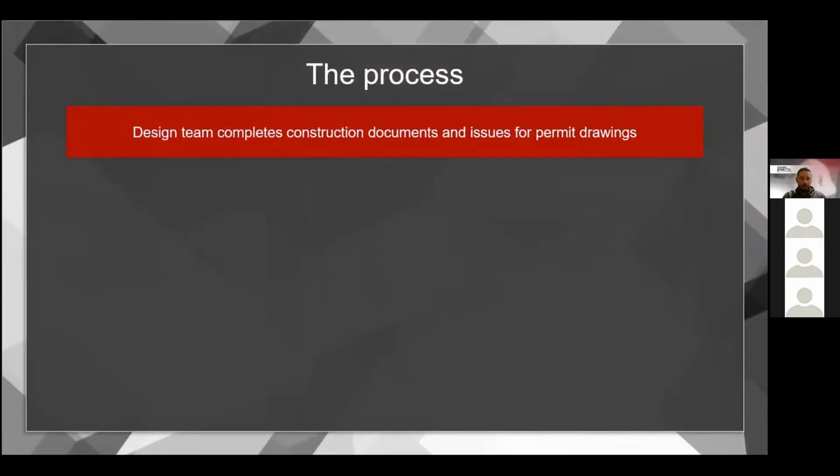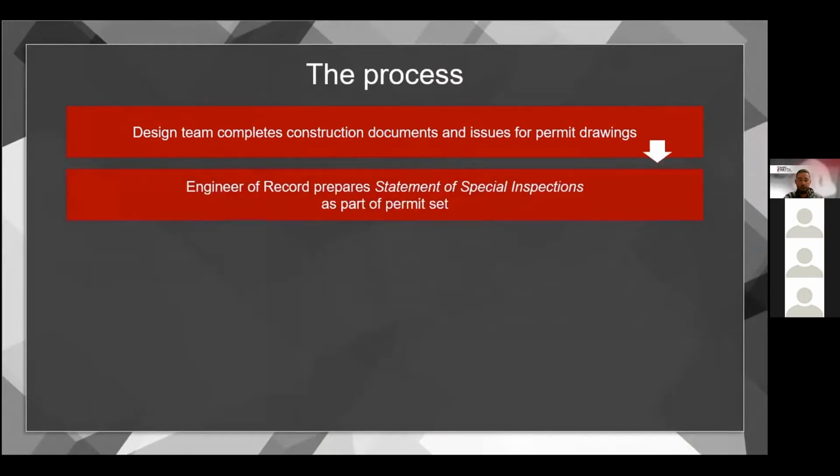So your project needs special inspections. In a perfect world, this is the process. The design team will complete construction documents and issue for permit. By design team, I mean that could be an EOR, an RDP, registered design professional, structural engineers, it can be architects. But that permit will then trigger the need for SI. At that point, the engineer of record prepares a statement of special inspections as part of that permit set. I'll have an example of this on the next slide.